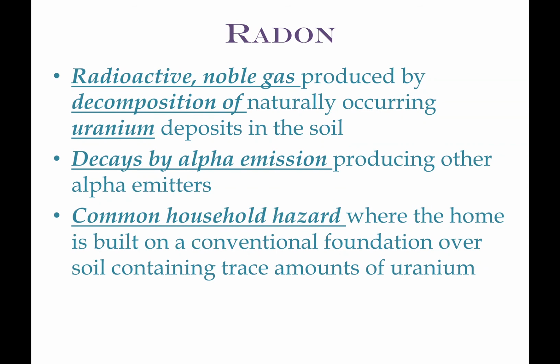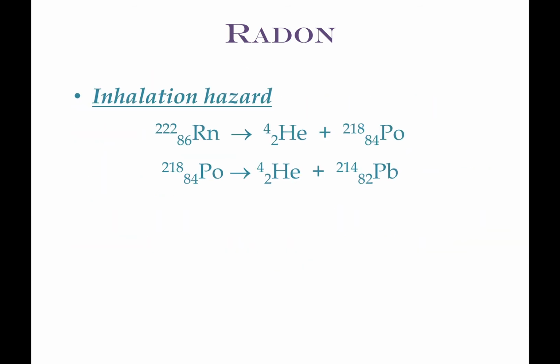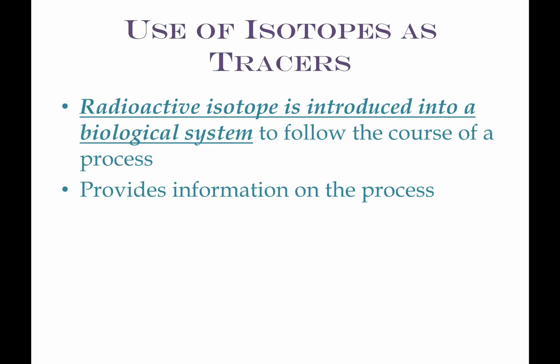It depends, but if your home was built over a conventional foundation, over soil that contained trace amounts of uranium, you just want to get it tested and know what you need to do. So this is radon. It's an inhalation hazard, but this is what we're talking about. The radon is going to produce an alpha particle, and it's also going to produce polonium-218. Well, that polonium-218 also produces an alpha particle. So it produces alpha particles itself, but also the byproduct produces an alpha particle, and it can be bad for your lungs.